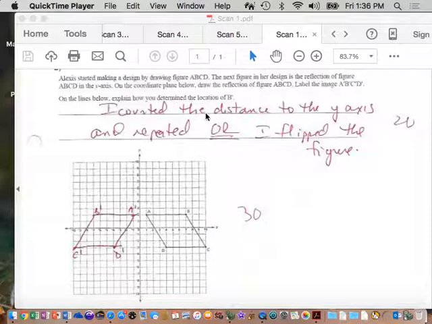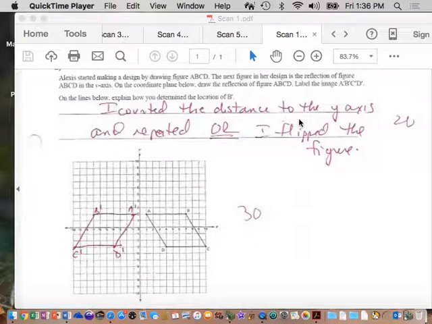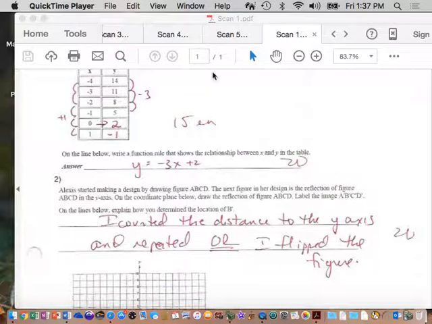So if on Monday, Josh, you write, I counted the distance to the y-axis and repeated, you'll get full credit. Okay. If you say I flipped the figure over the y-axis, you will get full credit at that point in time.